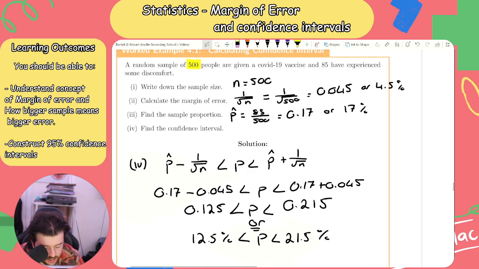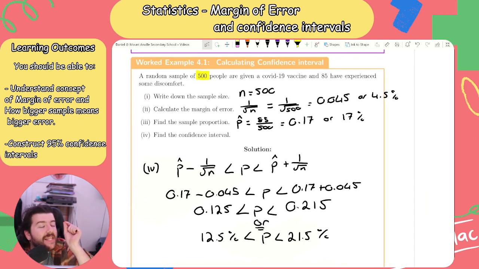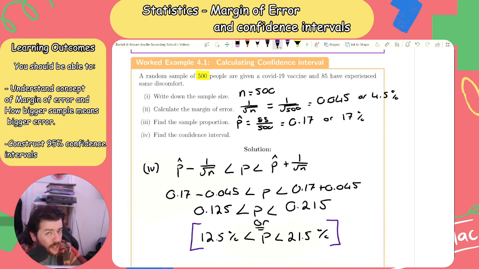So what does this mean? This just means I can say with 95% confidence, I am 95% sure, that between 12.5% and 21.5% of recipients of that COVID vaccine will have some discomfort associated with it. And that is the confidence interval.